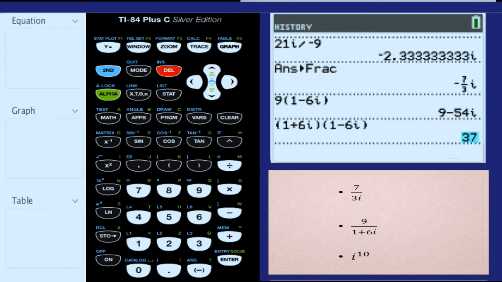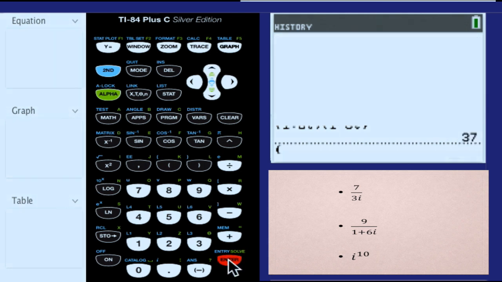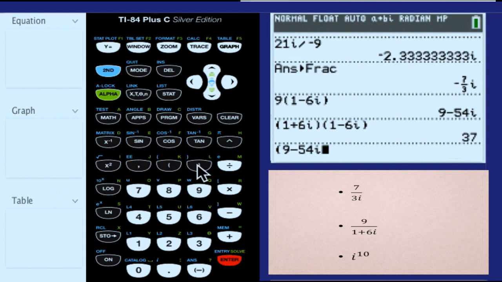Okay, now that we've got the numerator simplified and the denominator simplified, we now need to divide them. Because the numerator is a binomial, you have to use parentheses. So I'm going to open a parentheses, and then I'm going to scroll up here. Now you could type in 9 minus 54i if you want to. I'm just going to scroll up using the up arrow, highlight the 9 minus 54i, choose it by pressing enter, and then close my parentheses.